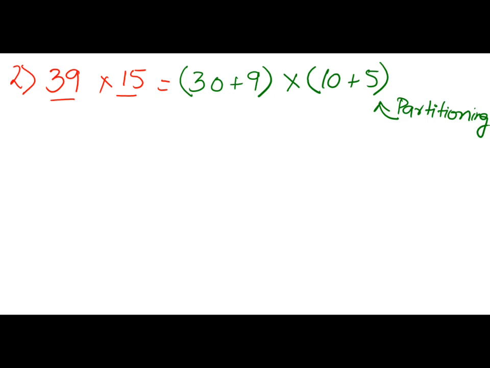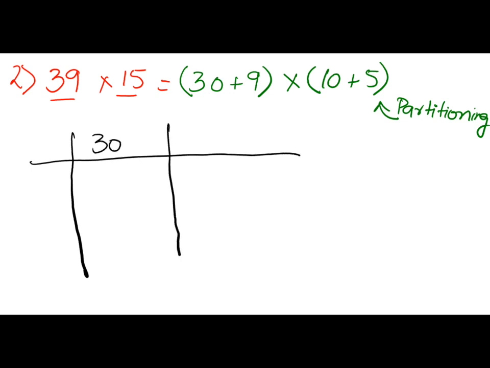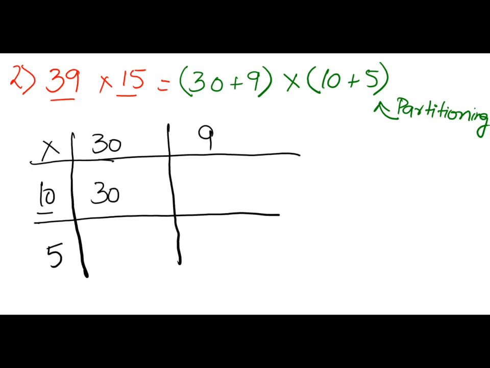In the next step, which is called the second step, I'm going to make a grid. So 30 and 9, I have written 30 and 9 here. These two numbers are going to be multiplied by 10 and 5. Let them multiply accordingly. 10 times 30 will give us 300. Just like that, 10 times 9 will give us 90.